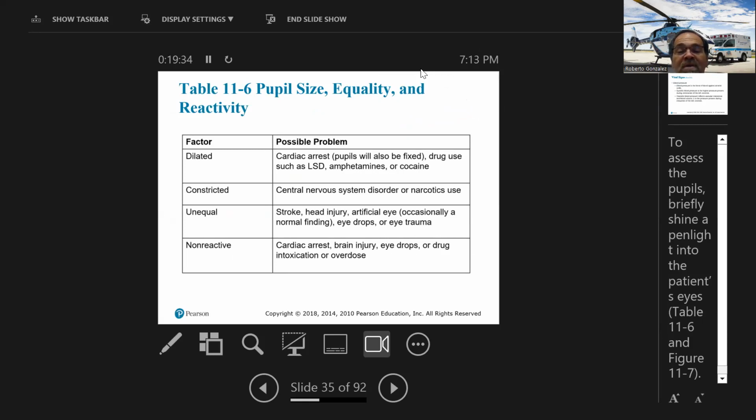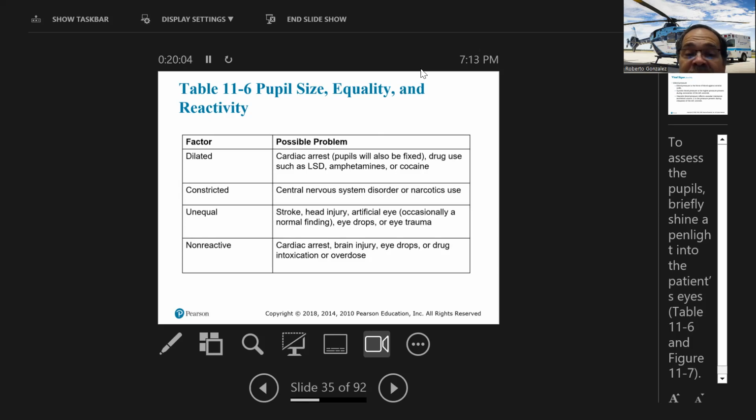Drug use such as LSD, amphetamines, and cocaine. Now, guess where amphetamines are actually found, or most of them. It's a medication that they give kids, Adderall, which basically is a form of amphetamine. The other one is diet pills.